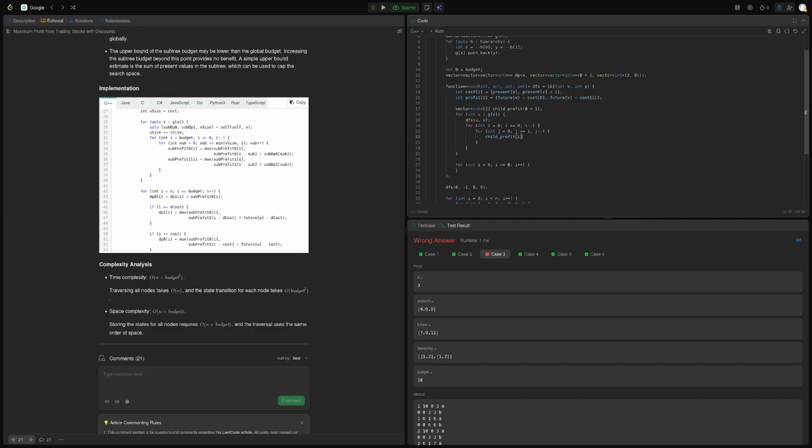Child profit I is max of child profit I0 and child profit I minus J0 plus DP U of J0, and then child profit I1, max of child profit I1 and then it's... so that means I'm doing a knapsack over... okay, I would never figure this out, never.